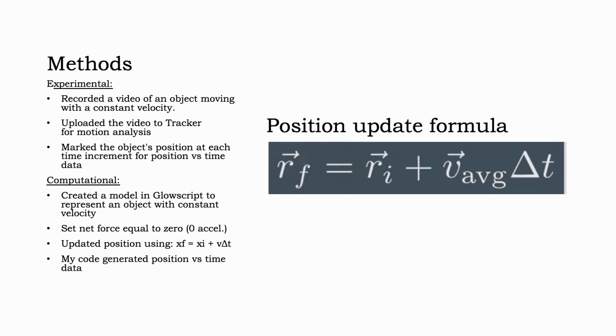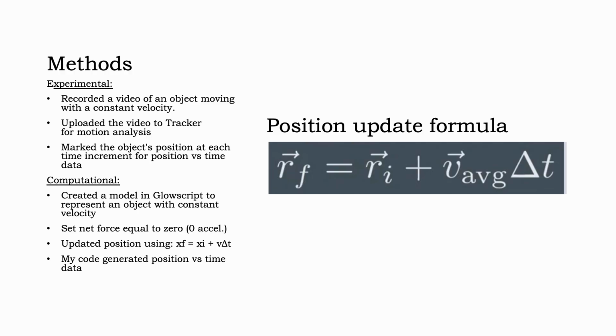There were two approaches used in this experiment, experimental and computational. For the experimental portion, I recorded a video of an object moving with constant velocity. I then uploaded the video into Tracker for motion analysis. Using Tracker, I marked the object's position at each time increment to generate position versus time data.